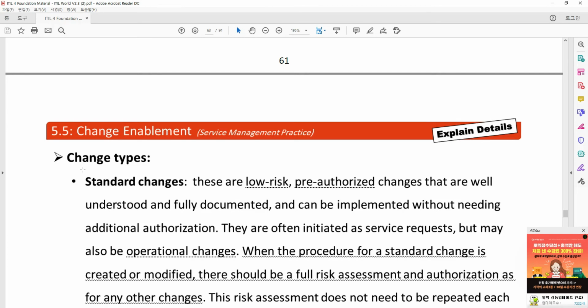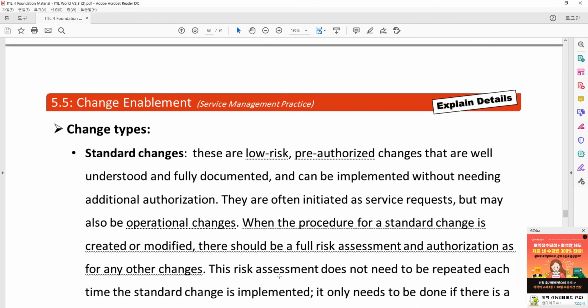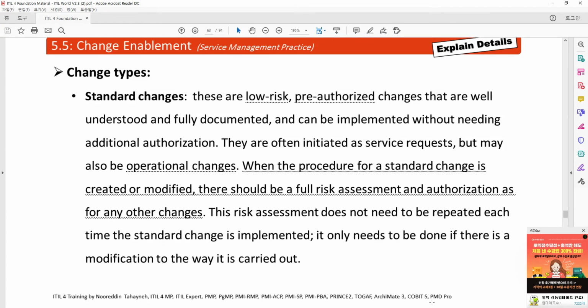Change enablement, change types: standard changes. Those are low-risk, pre-authorized changes that are well understood and fully documented and can be implemented without needing additional authorization. They are often initiated as service requests but may also be operational changes. When the procedure for a standard change is created or modified, there should be a full risk assessment and authorization as for any other changes. The risk assessment does not need to be repeated each time the standard change is implemented. It only needs to be done if there is a modification to the way it is carried out.